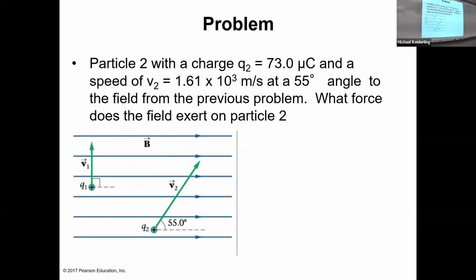Now particle 2 here has a charge of 73 microcoulombs and a speed of 1.61 times 10 to the third meters per second. And it's at a 55 degree angle to the field from the previous problem. So B is 1.02 Tesla. What force does the field exert on particle 2?